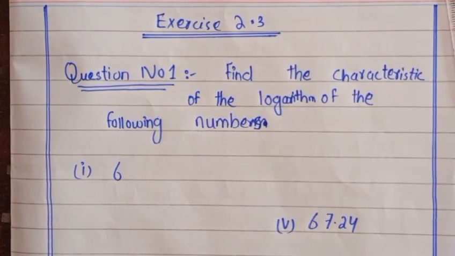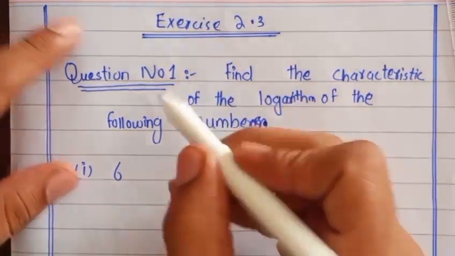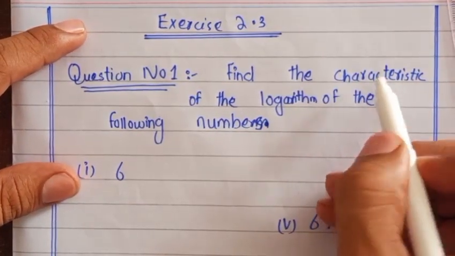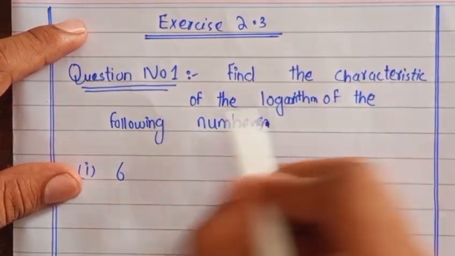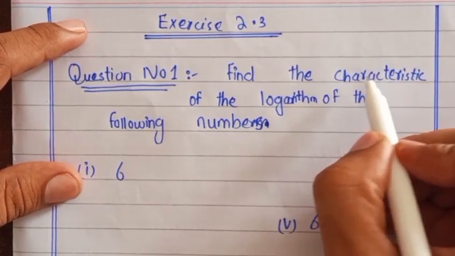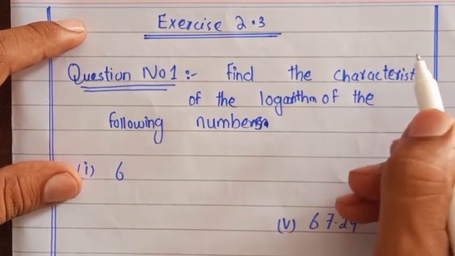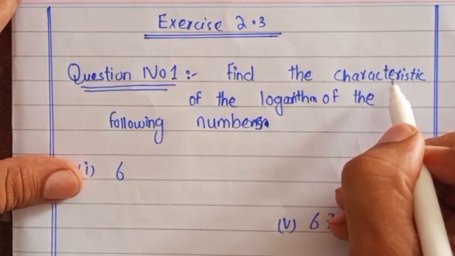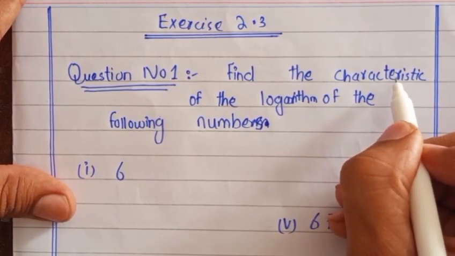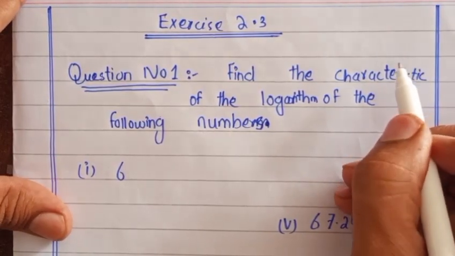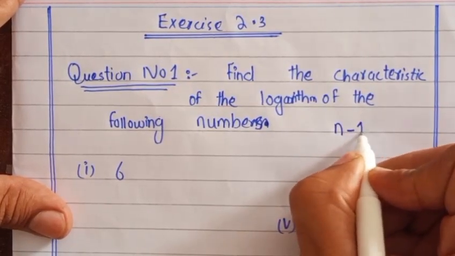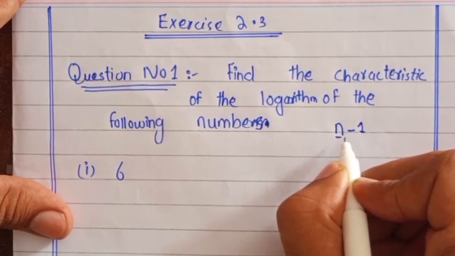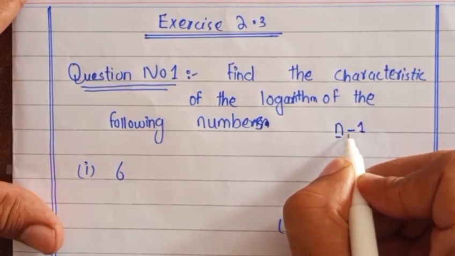Now come towards exercise 2.3, question number 1. Find the characteristics of the logarithm of the following numbers. I already told you what is characteristic and what is Mantissa. Characteristic is the integral part of the logarithm that can either be positive or negative. So how can you find the characteristic? That is n minus 1, where n means the number of digits present.